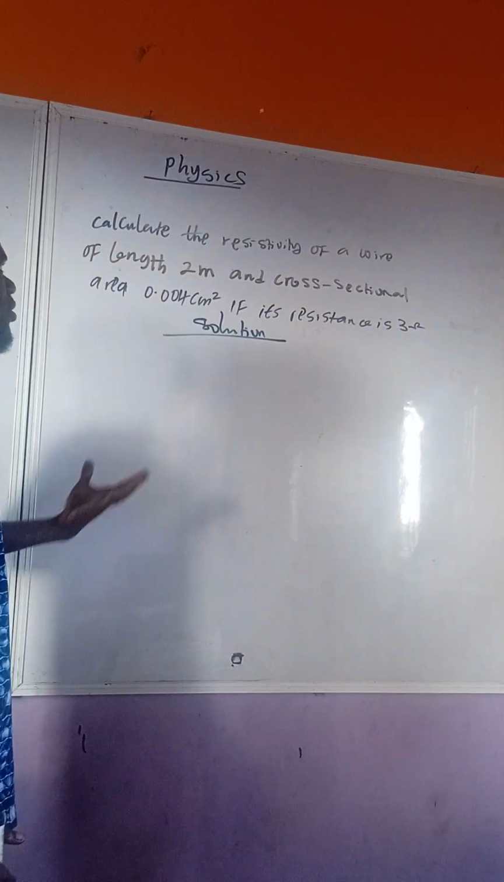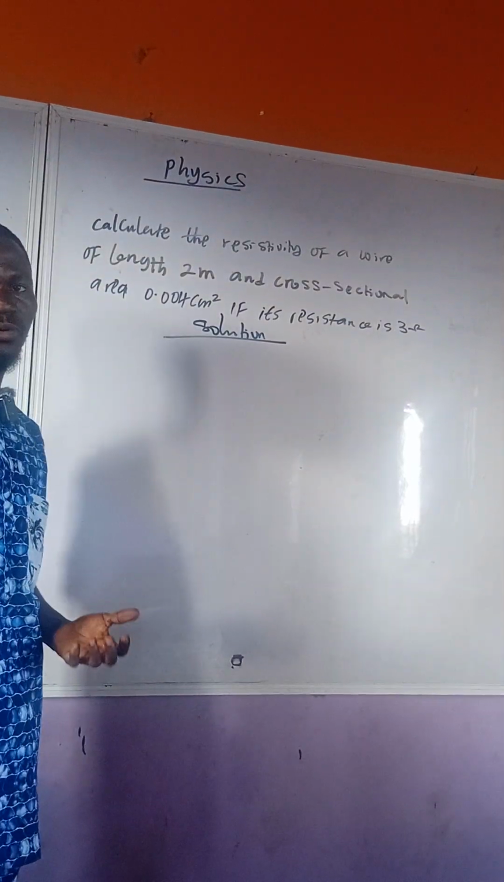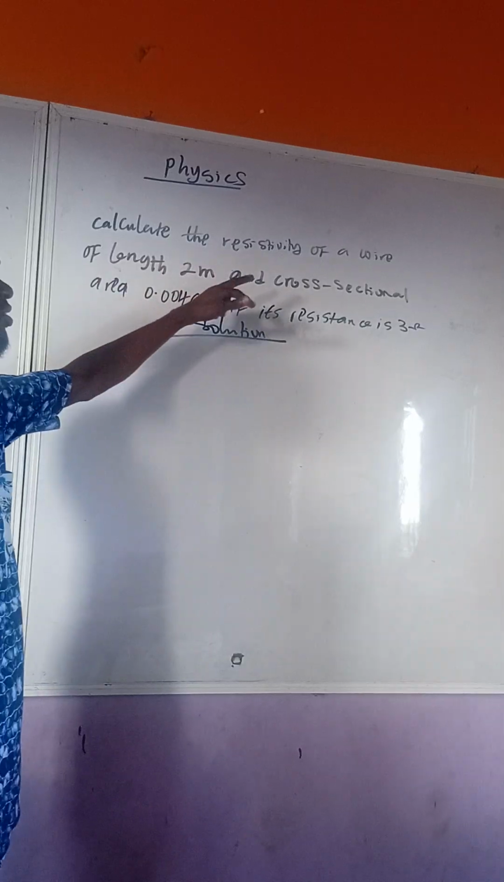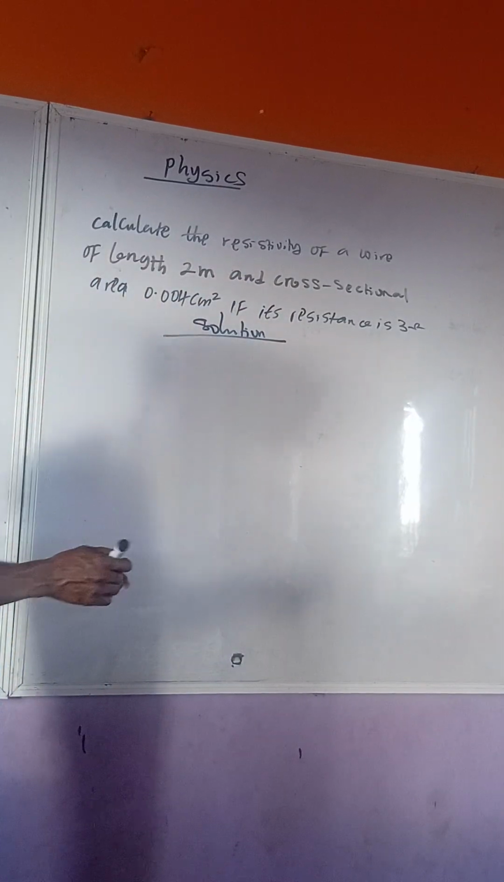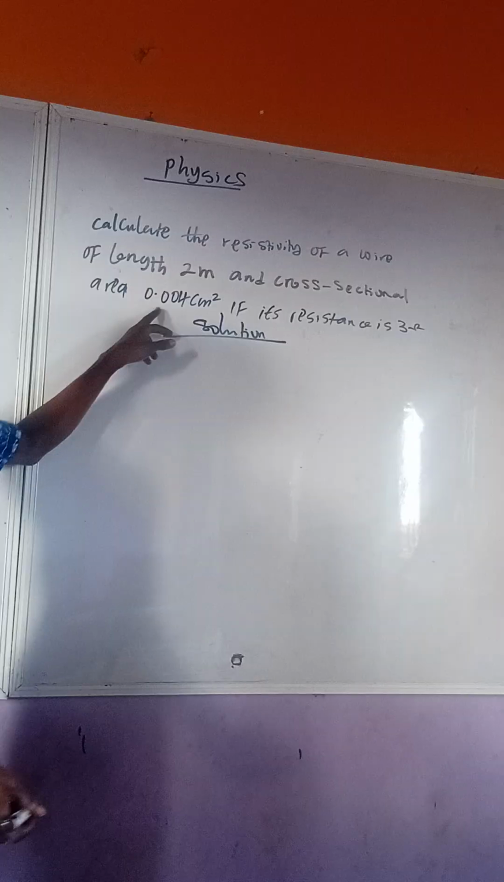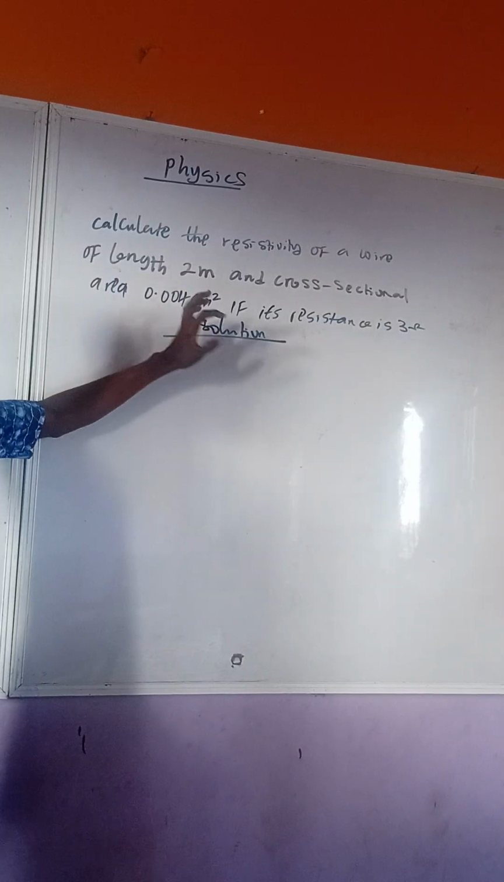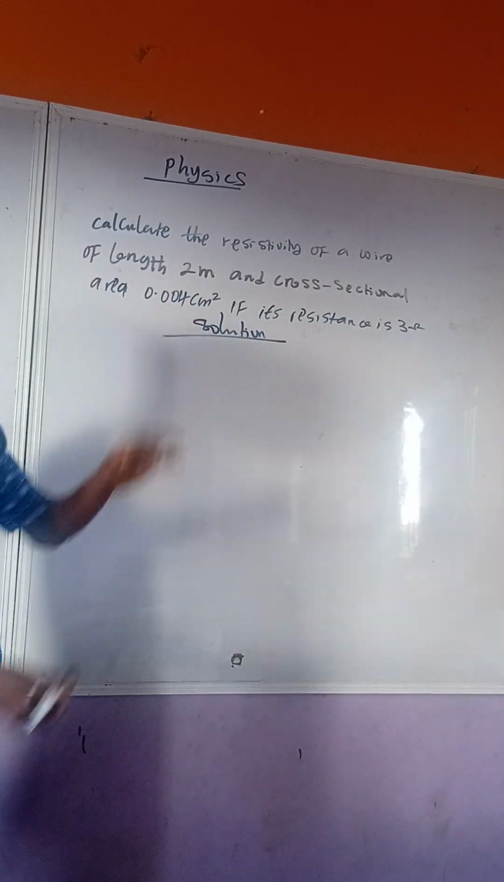Now we have another question under physics. It's actually under Ohm's law, right? We have to calculate the resistivity of a wire of length 2 meters and cross-sectional area of 0.004 centimeter square if its resistance is 3 ohms.